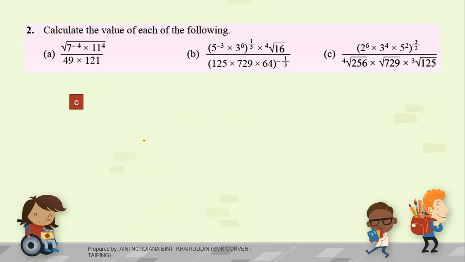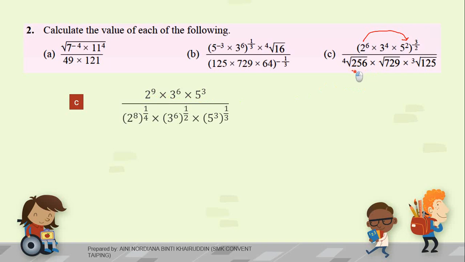For question C, first take out all in the bracket. So you will get 2 to the power of 6 times 3 over 2. You will get 2 to the power of 9. Same goes to 3 and 5. For the denominator, 256 changes to 2 to the power of 8. 729 changes to 3 to the power of 6. And 125 changes to 5 to the power of 3.